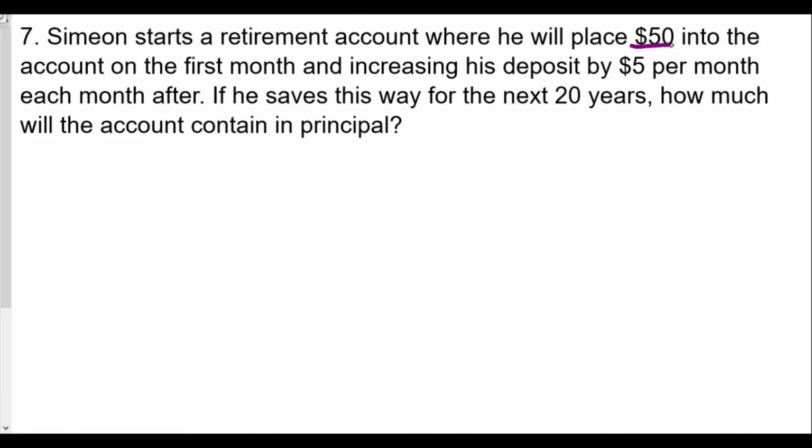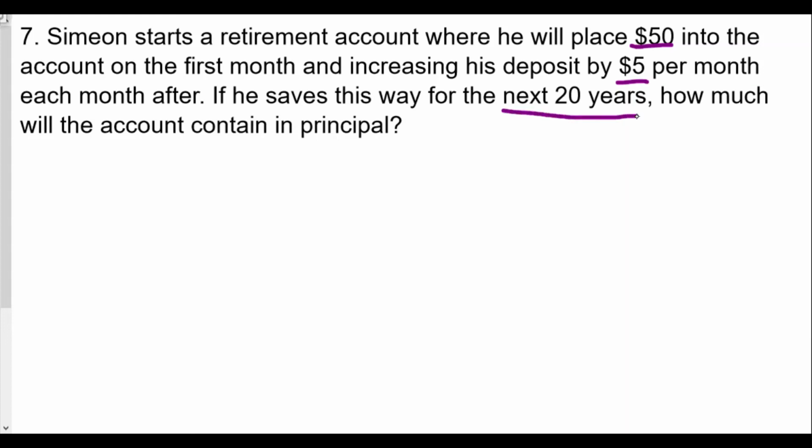That's our A1 value. Okay, and increase the deposit by $5 per month, which would mean in this case we have almost like an arithmetic sequence because every month he's adding $5. So the principal, now we're not including the interest that he might get, just the principal, which is how much money he physically has put in there.